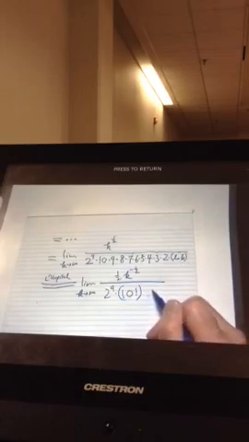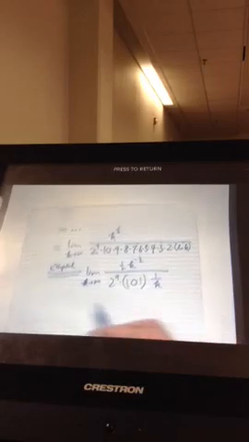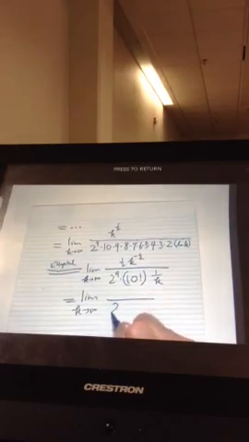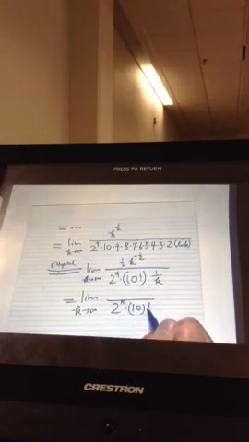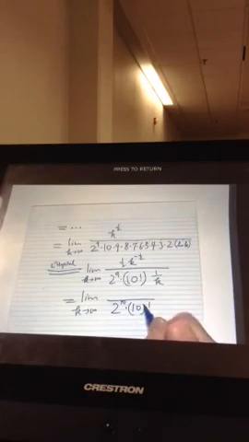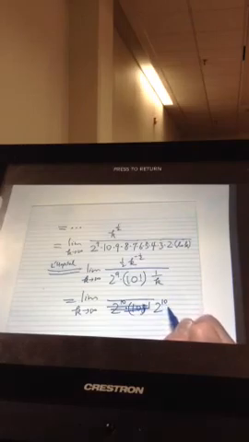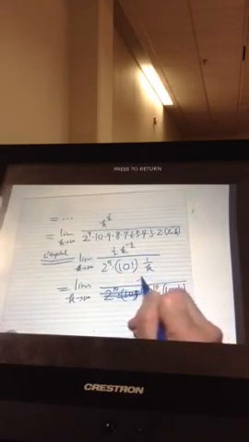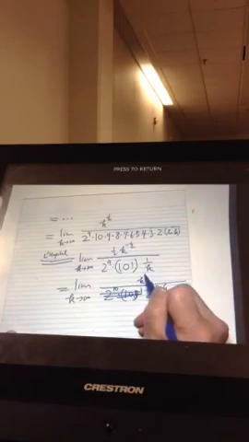And this is just 1 over k. So this is equal to 2 to the 10 times 10 factorial, and then k. Multiply both numerator and denominator by k to the 1/2, so square root of k.